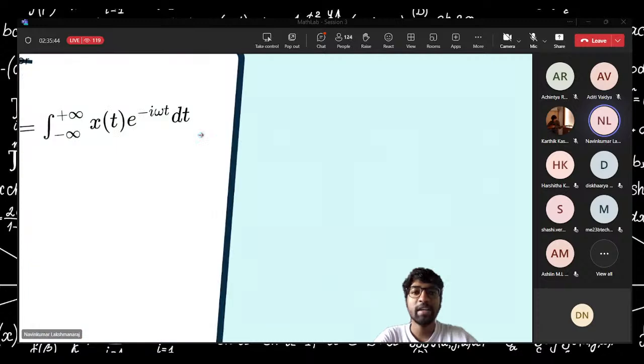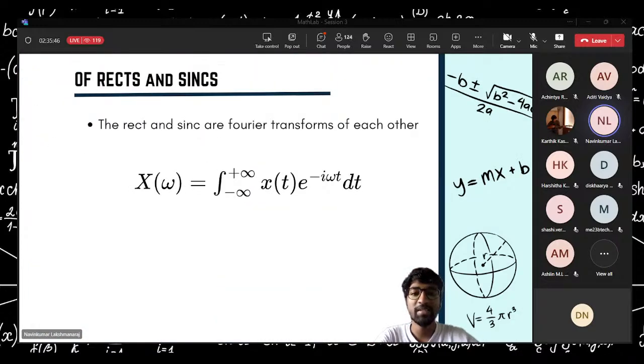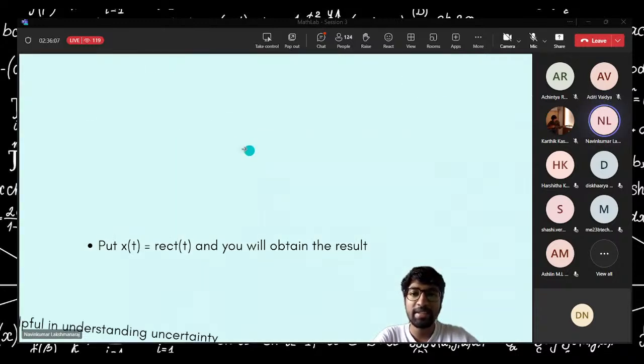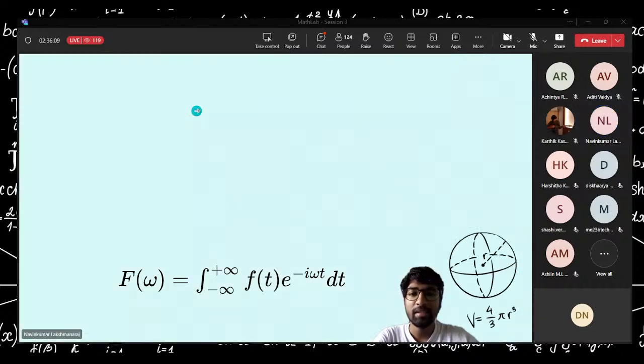And why am I talking about them here? These two particularly, it's because they are Fourier transforms of each other. In the sense, if you take the Fourier transform of the rectangular pulse, what you get is the sinc. If you take the Fourier transform of the sinc, what you get is the rect. And this is not something unique to the rectangular pulse or the sinc itself. There's actually a more general property known as duality.